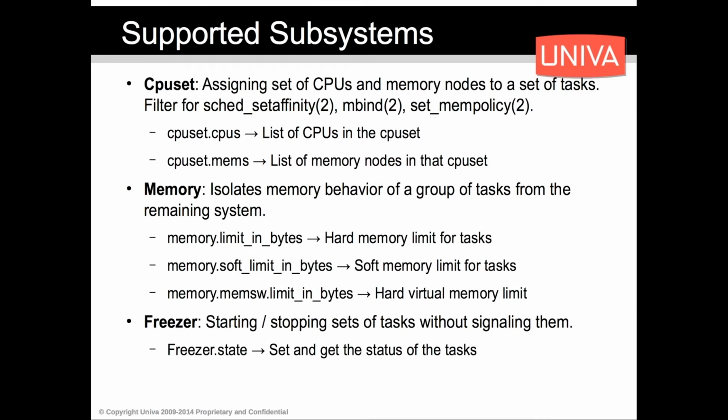We are currently supporting 3 different Linux subsystems: the cpuset subsystem, the memory subsystem, and the freezer subsystem. The cpuset subsystem is used for assigning CPUs and memory nodes to a set of tasks. It filters out the user-level system calls sched_setaffinity, mbind, and set_mempolicy. Those were used before by Grid Engine in order to do a core and memory binding.